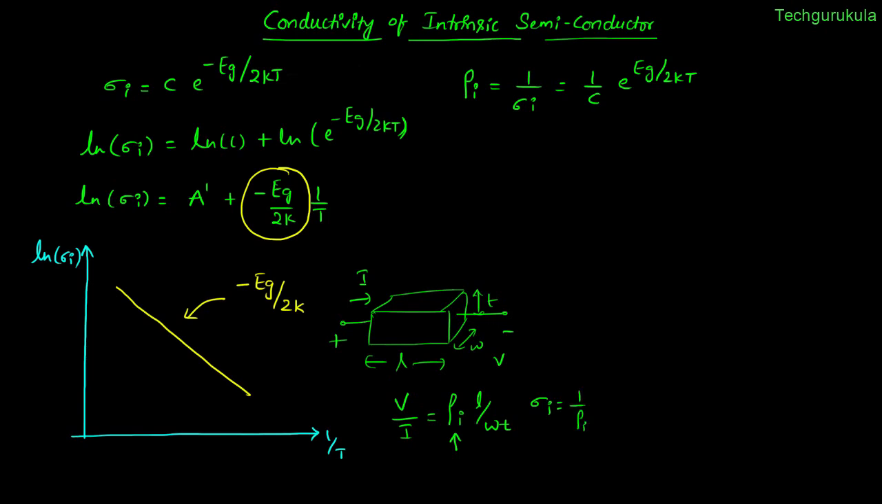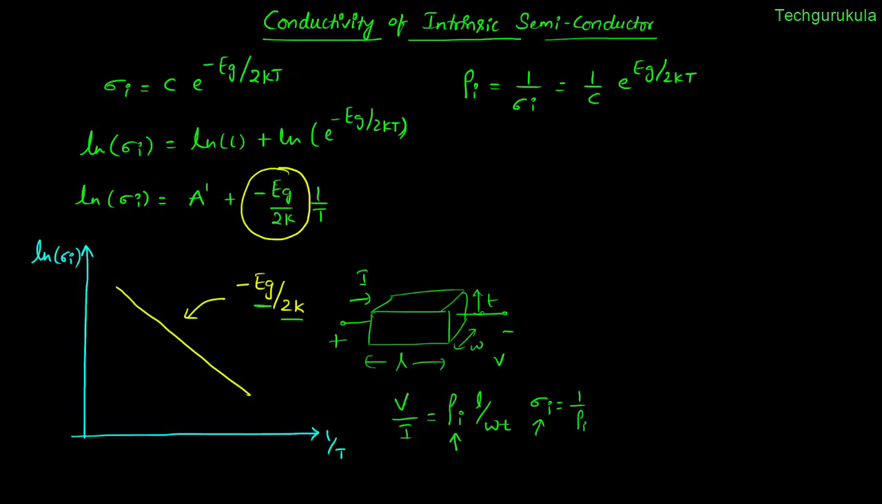So once we know sigma i, now do the same experiment at different temperatures and find out ln of this sigma i. Then we would get a plot like this, and the slope of this would be equal to minus Eg over 2k, where 2k is a constant. So if you substitute, we would be able to get Eg, which means practically you can calculate the energy band gap of a semiconductor. So this is a practical way of actually finding out the energy band gap of a given intrinsic semiconductor.